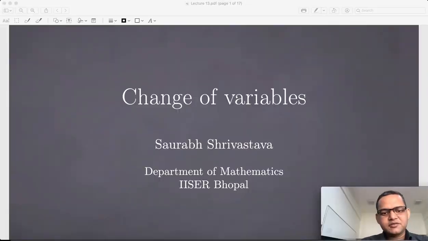Today we are going to discuss a new idea for double and triple integrals. Just recall that in the case of single variable integrals, we had this method of changing variables, or I think we also call it the method of substitution, correct? That was an idea to transform a given integral into a simpler one, so that we can perform the integration.